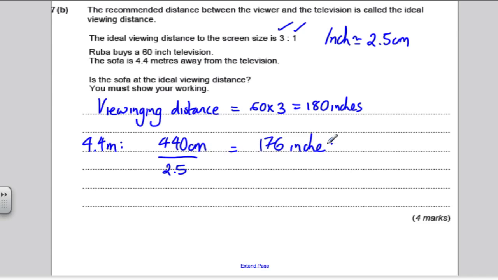176 inches. So the sofa is 176 inches from the TV, and the ideal viewing distance is 180. So the answer to this, is the sofa at the ideal viewing distance? No, it is 4 inches too close.